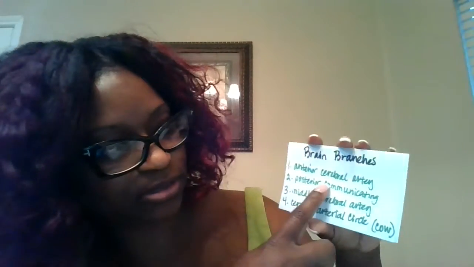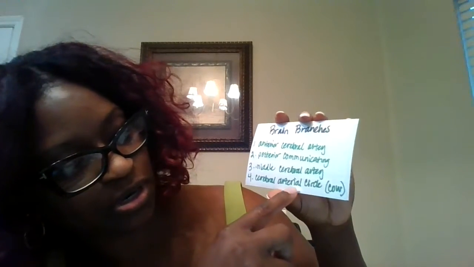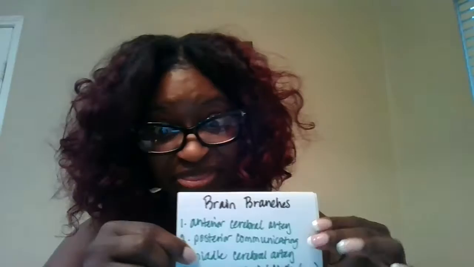Now, that vertebral artery goes up the neck to supply blood to the spinal cord and brain stem. We have three branches of the brain. Your anterior cerebral artery, your posterior communicating, your middle cerebral, and your cerebral arterial circle. So it's not three, it's actually four.